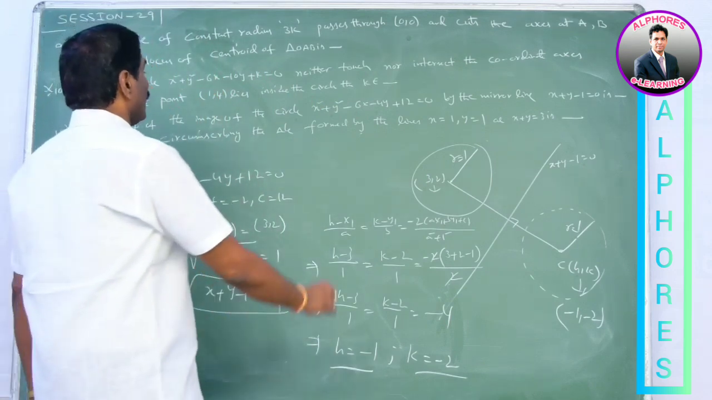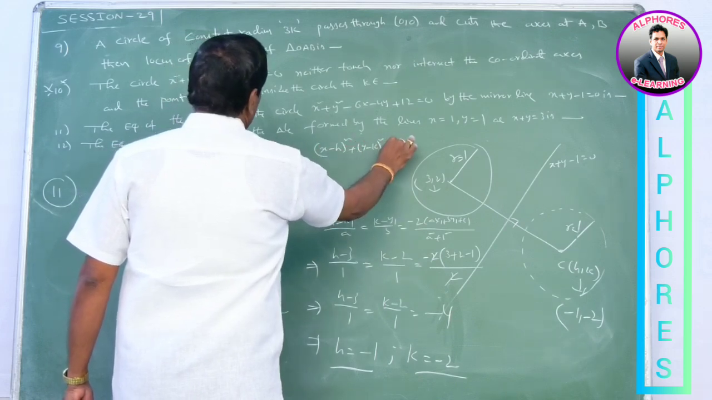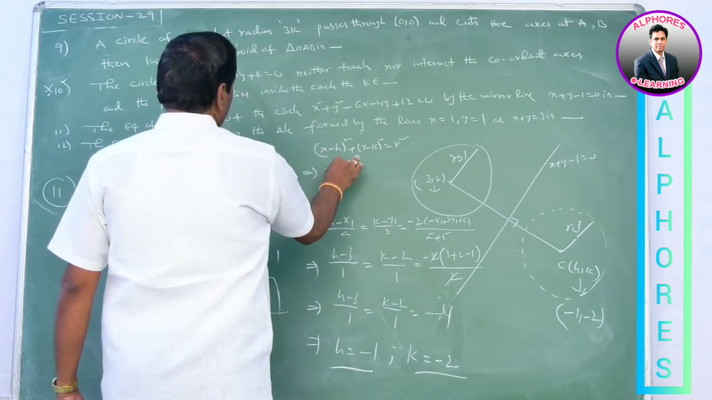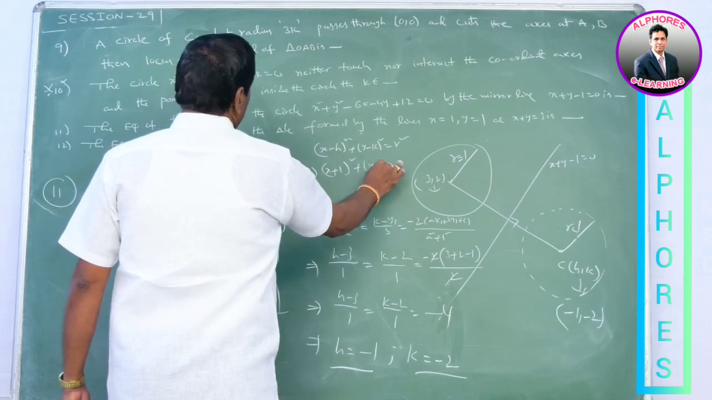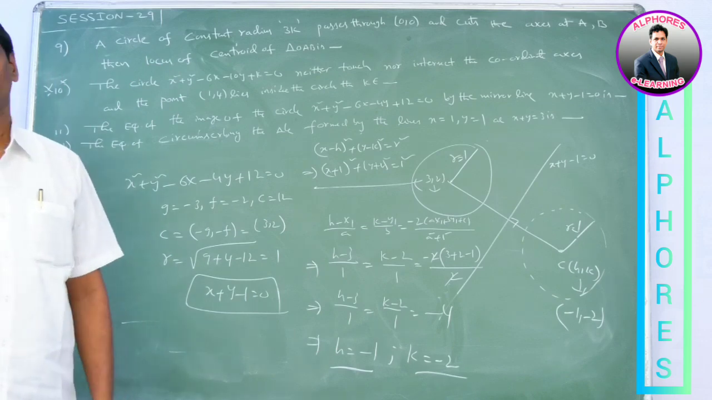The radius is 1. So the equation of the circle is (x minus h) whole square plus (y minus k) whole square is equal to r square. That implies (x plus 1) whole square plus (y plus 2) whole square is equal to 1 square. It is the equation of the required circle.